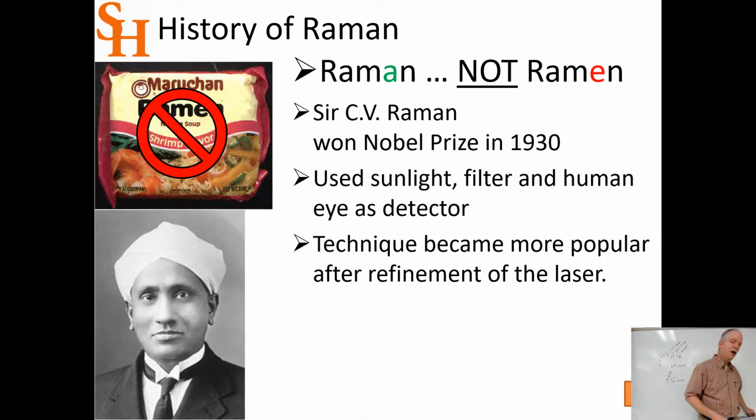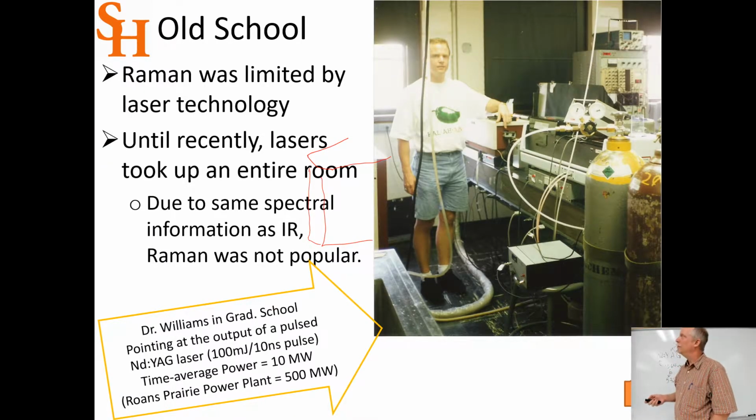Now this is Raman, not Ramen. So I see this in your reports occasionally. It's not the noodles, okay? And so this is Sir C.V. Raman, who won the Nobel Prize in 1930. He used sunlight and filters and looked at this box with the sample in it. I forget what sample he used, but he could see red scattered light in this box, and there was no red photons coming in. So he had a blue filter. He passed blue light into the box and saw red light coming out. And so he documented this and was the first to observe this effect, and so it got named after him, the Raman effect.